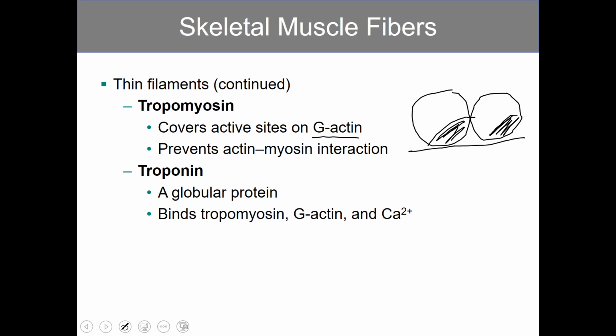Troponin is another protein. Troponin is a globular protein that binds calcium. Okay, so it's going to bind calcium. It's already connected to the tropomyosin and the G-actin, and we'll see its role shortly.